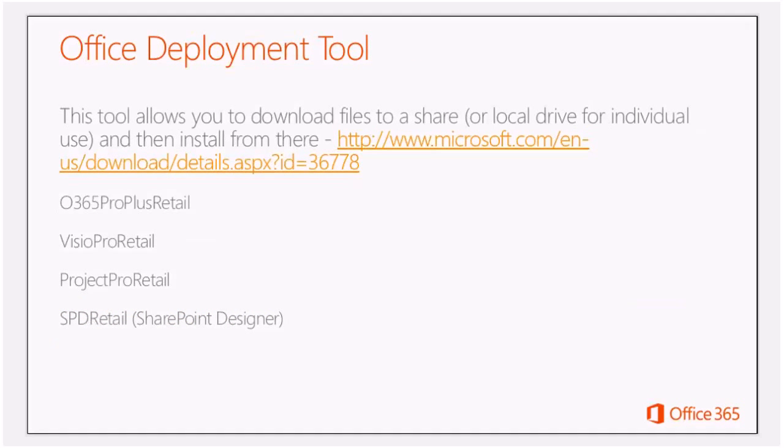So the Office deployment tool, I'll do a quick walkthrough of this in a short while. This allows you to download files to a share or local drive for individual use, and then install from there. The link goes to the Office deployment tool, and I'll take you into that in a second. You can choose different products to download, and you can choose multiple ones as well. So you could have Office 365 Pro Plus, Visio Pro, Project Pro, and also SharePoint Designer as options there to download.